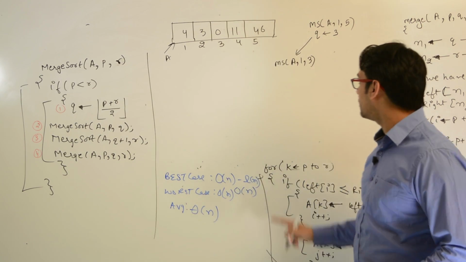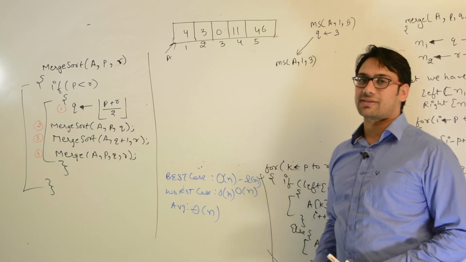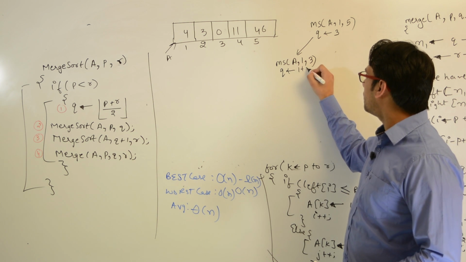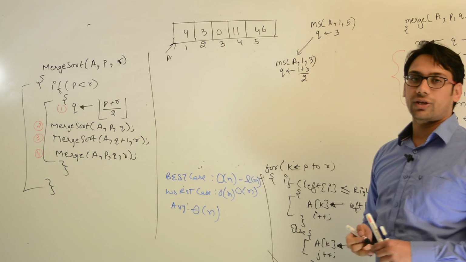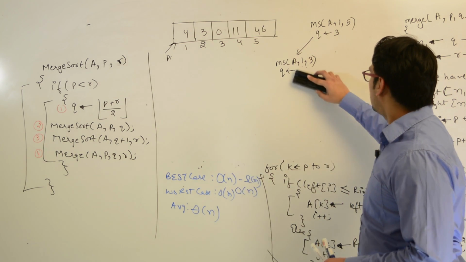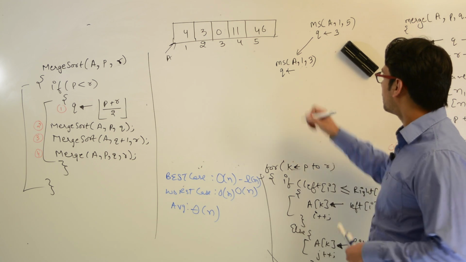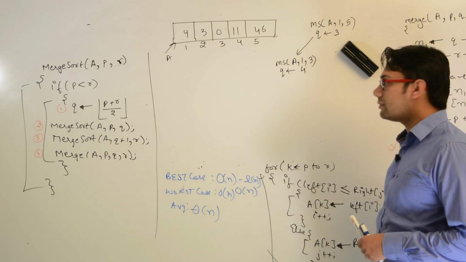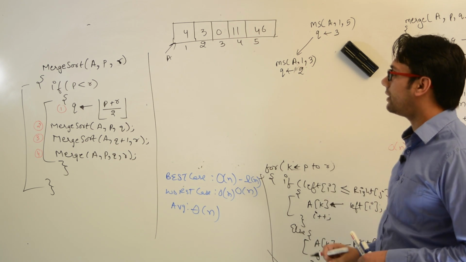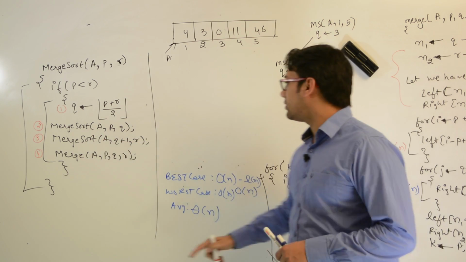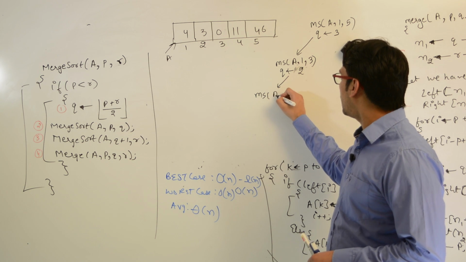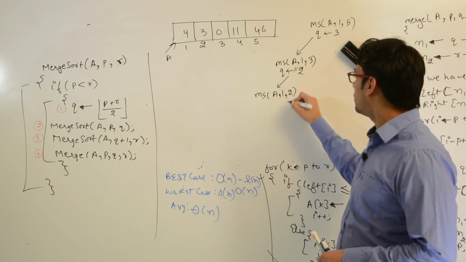Yes, P is less than R. Then Q is equal to (P plus R) by 2. Therefore the value of Q will become (1 plus 3) by 2, which is 2 here. Fine. And then we have this recursive call which is going to make merge sort A, 1 comma 2.